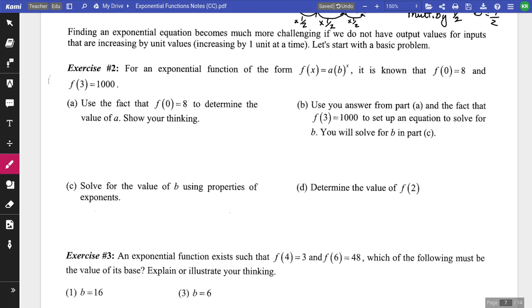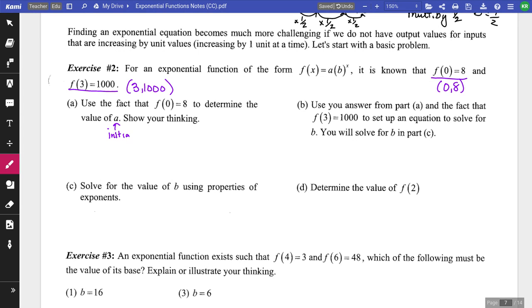This takes us through the same process. The information we have here is f of 0 is 8, and f of 3 is 1,000. So f of 0 is 8, that's the ordered pair 0, 8, and f of 3 is 1,000, there's your ordered pair 3 and 1,000. Part A: use the fact that f of 0 equals 8 to determine the value of A. Well, remember, A is that initial value. How much do you start with?